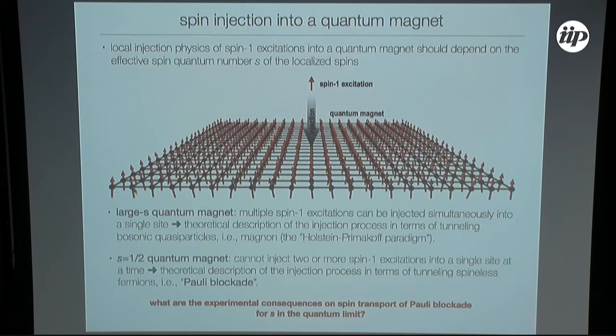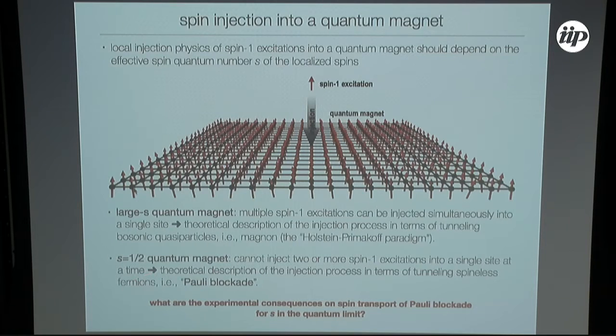But if you're trying to inject a spin-1 excitation into a spin-1/2 quantum magnet, then you cannot inject two or more spin-1 excitations into a single site at a time. And so the theoretical description of the injection process should be in terms of tunneling spinless fermions. This is for a one-dimensional quantum spin chain. You have this Jordan-Wigner transformation, which maps the Hilbert space of a quantum spin chain to the Hilbert space of interacting fermions. So here, the tunneling process should in particular be subject to Pauli blockade, the Pauli exclusion principle, basically.